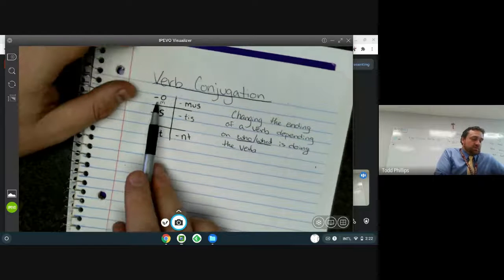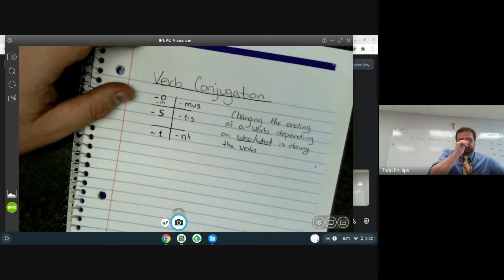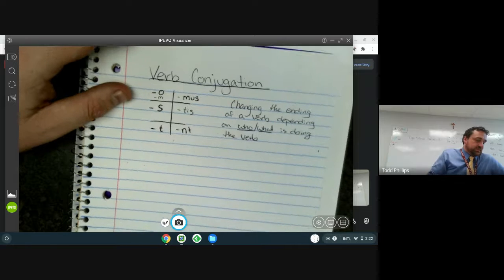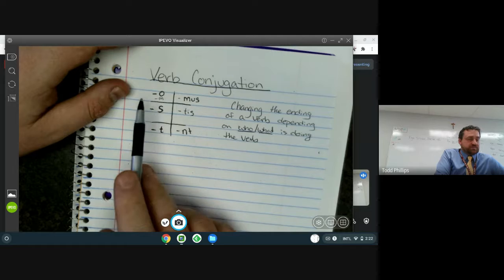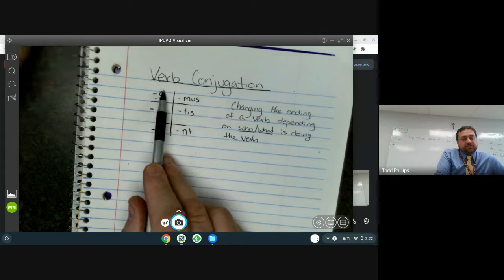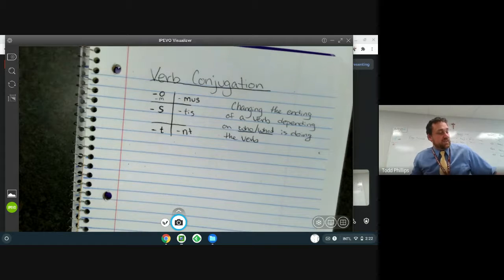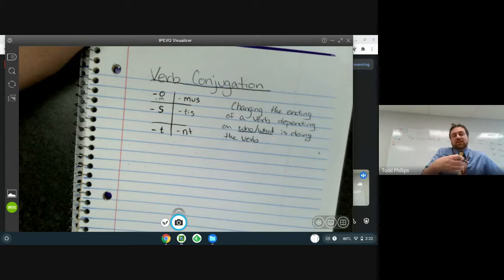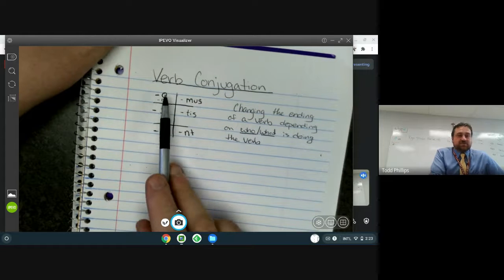They go in this order because the O ending, when an O is on a verb, that means I do the verb. Okay, so for example, habeo means I have. Habeo. Okay, why is this first one on the chart the I one? Because I am numero uno. I am number one. Right? I'm the most important. Me, me, me. I. And so it's first on the chart.